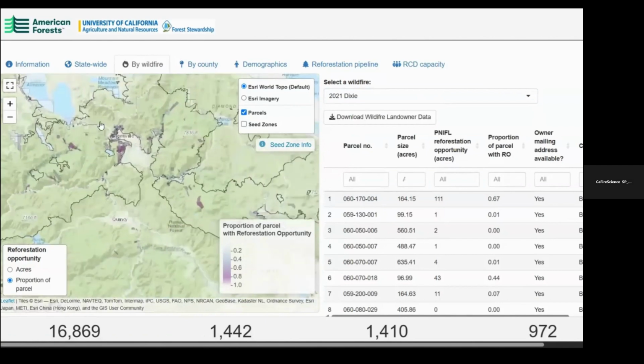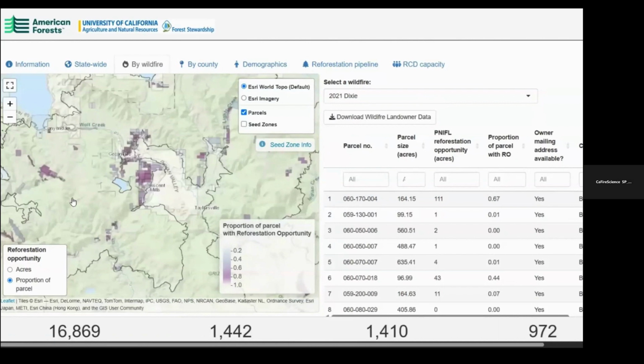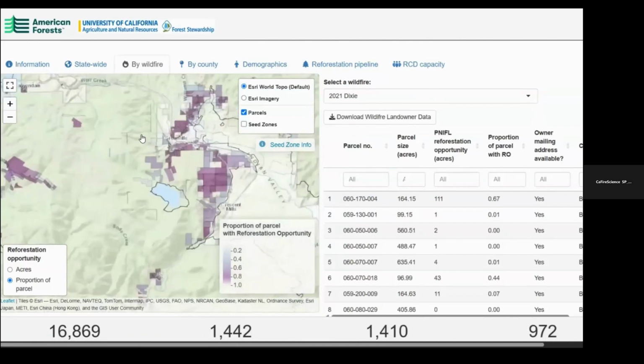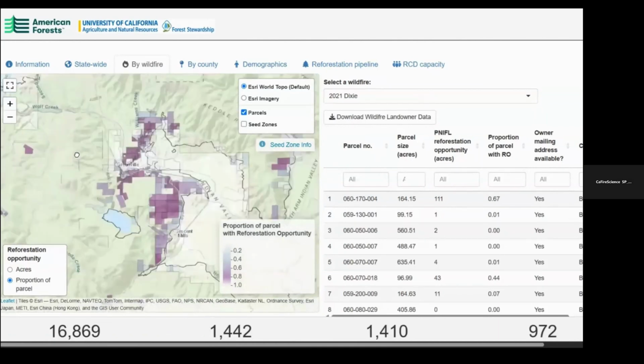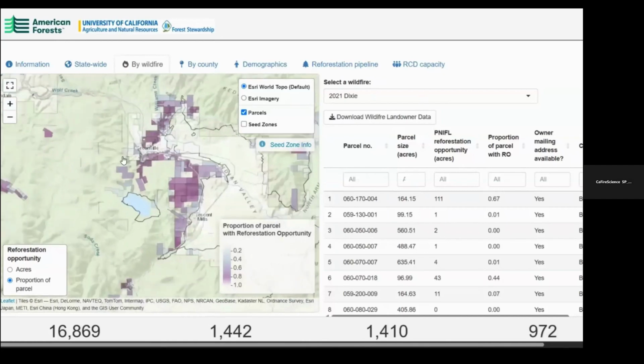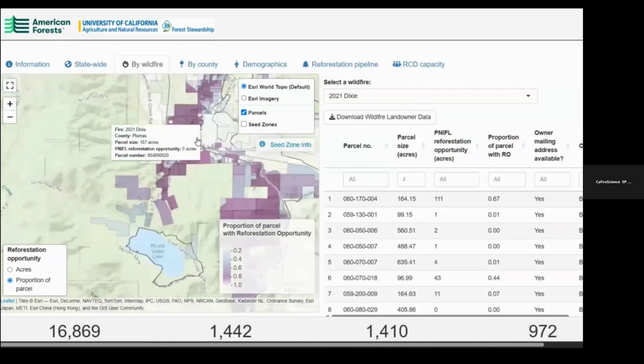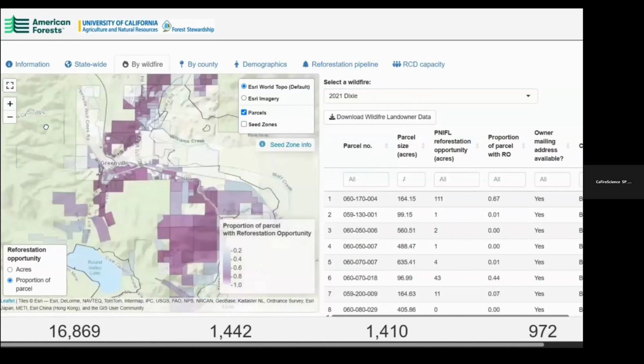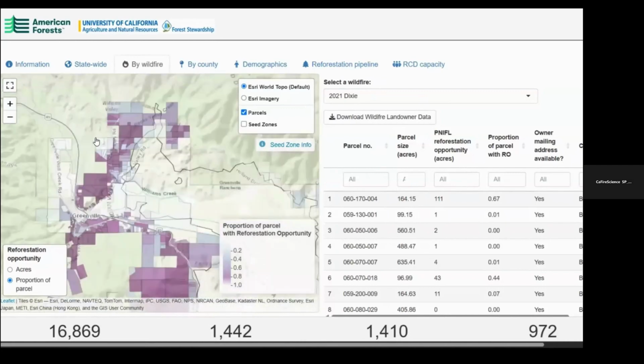But zooming in here to Greenville, a town that was very highly impacted by the Dixie Fire. Unfortunately, a lot of people lost their homes. The majority of the town burned down. So we had a lot of projects that we focused on here.